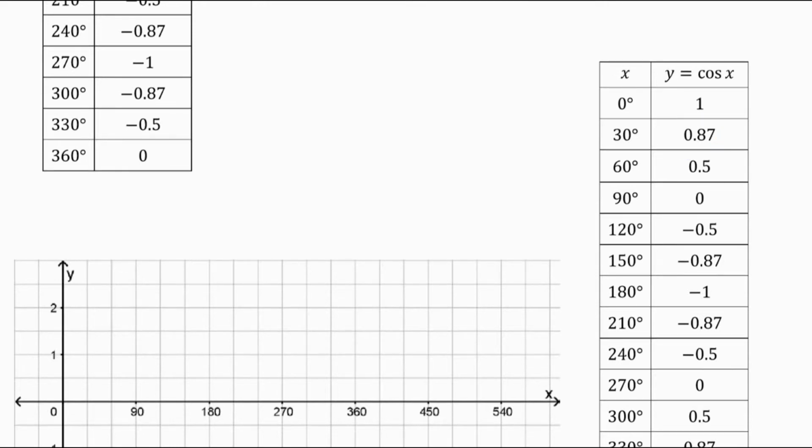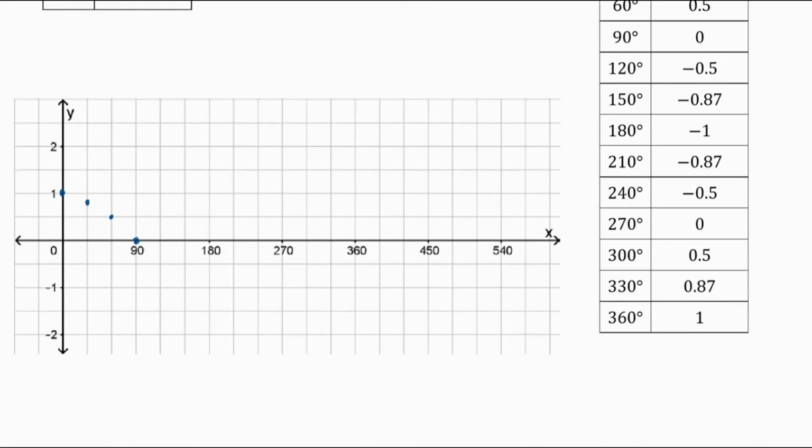So at 0, cosine is at 1. Then it goes to 0.87, then 0.5. At 90, I'm at 0. Then I'm at negative 0.5, negative 0.87, negative 1 at 180, negative 0.87, negative 0.5, 0, 0.5, 0.87, 1. And that's where it starts to repeat.